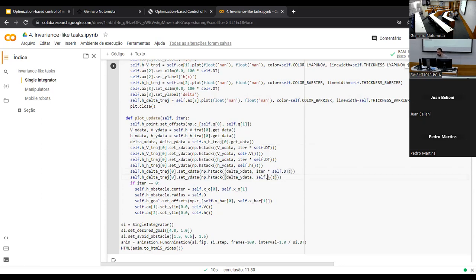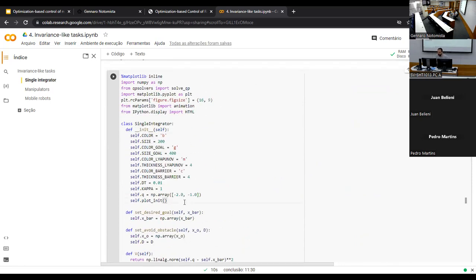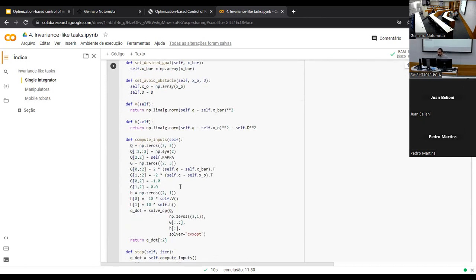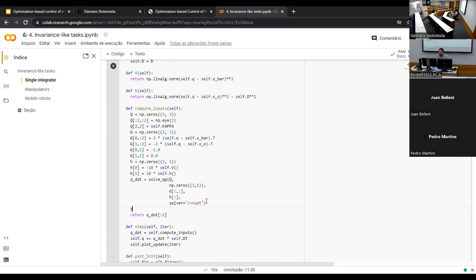The only thing is that we need to get delta, and then populate it when we solve the condition. Which seems to be 30. That is, the third element of the solution is solved, and the Q dot is the first and second.